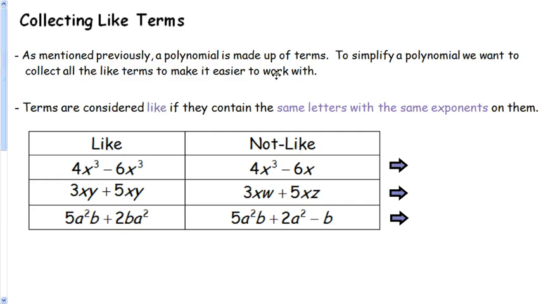Collecting like terms. A polynomial is made up of terms. To simplify a polynomial, we want to collect all the like terms to make it easier to work with. Terms are considered like if they contain the same letters with the same exponents on those letters. The coefficients don't have to be the same. So let's look at some examples here.